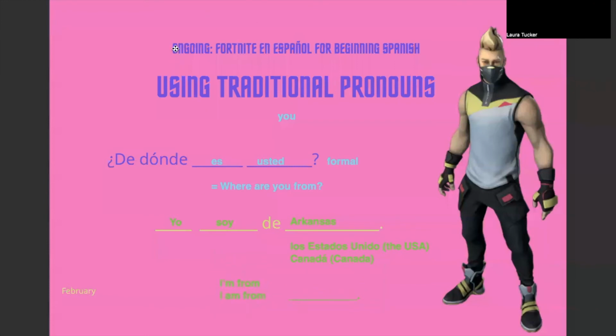So that would be if you're asking, ¿de dónde es usted? That would be formal. So if we want to make it informal, we do need to change this slightly. Okay. So if you want to make it informal, we're going to say, ¿de dónde eres tú? Because remember, tú is informal. ¿De dónde eres tú? All right. And you could say, yo soy de, and then wherever.